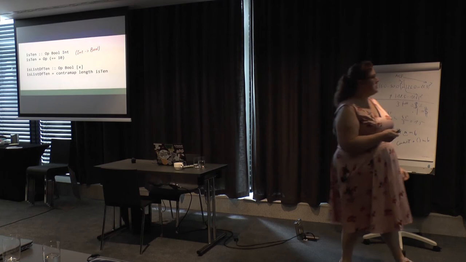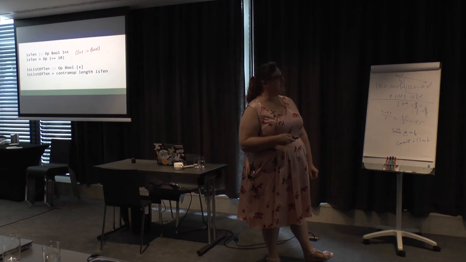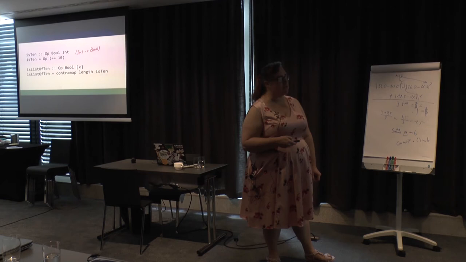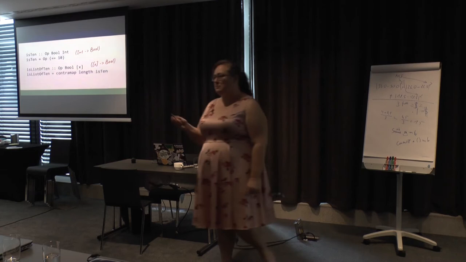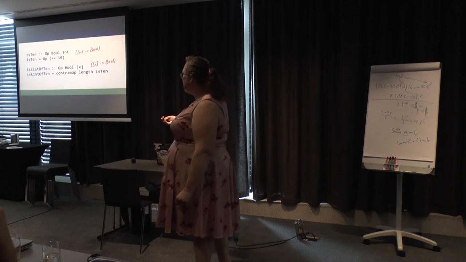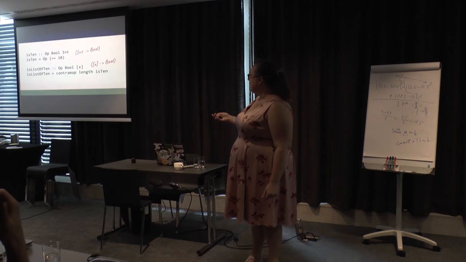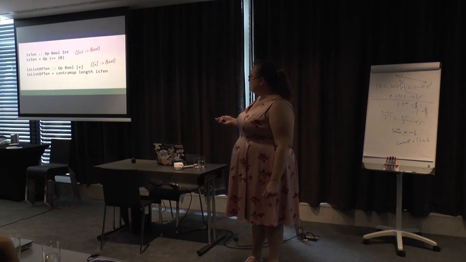I like this laser pointer. So we have this, isTen equals ten, right? And here we have isListOfTen, which is an op Bool and a list of x, which will flip into a list of x to a Bool. This is an extremely trivial example. I understand that. Stick with me because they're going to get much harder. So we will then contramap length. Length is just the regular Prelude function length, right? That takes the length of a list. And isTen. So which one of these will happen first? Length, right? And then isTen when we apply it to a list.